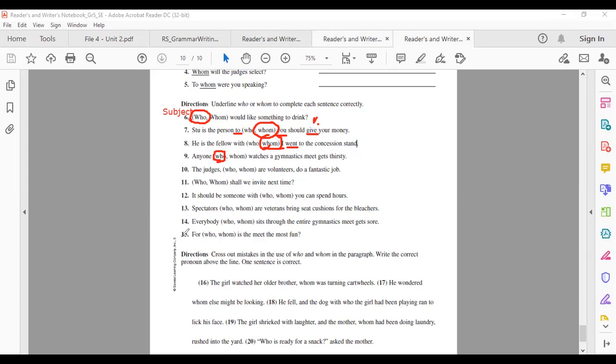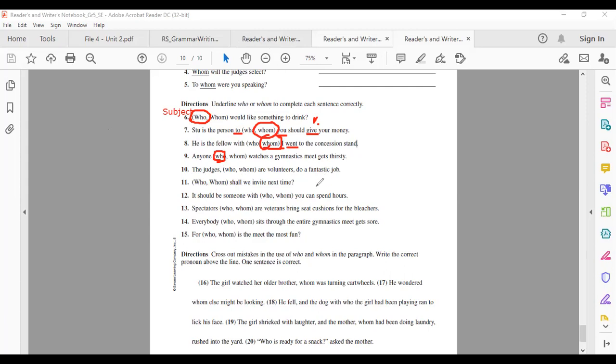Number 10, Yamaria. The judges who or whom are volunteers do a fantastic job. Whom. Just a minute. Whom. The judges whom are volunteers do a fantastic job. Why did you choose whom? Because the judges are subject and our volunteers is object.